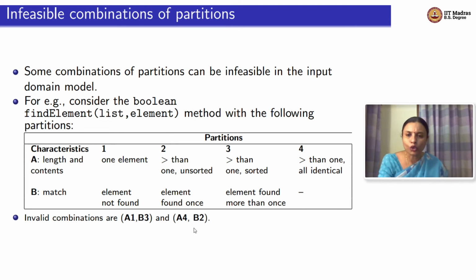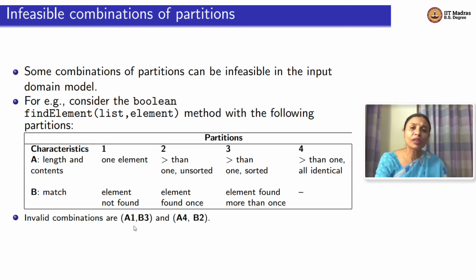Similarly, A4, B2. A4 says the list has more than one element and all of them are identical. And B2 says the element was found once in the list. So if the list has more than one element and all of them are identical, it cannot be the case that the element is found exactly once. So A4, B2, characteristic A, partition 4, is not consistent with characteristic B, partition 2. So these are invalid combinations.